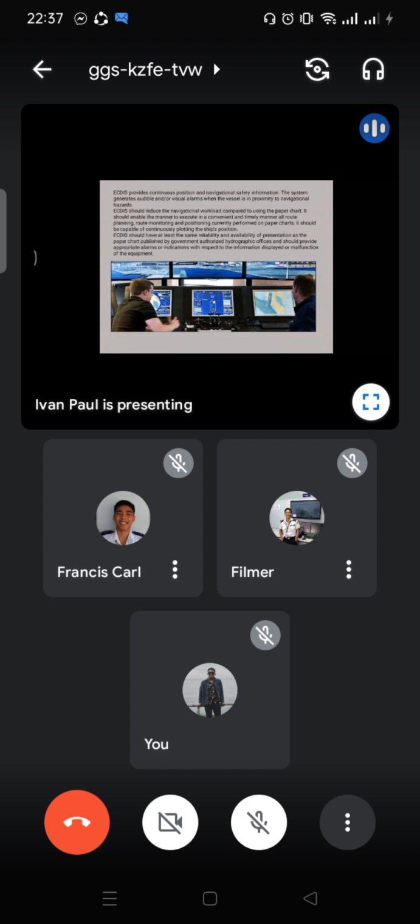Ecdis provides continuous position and navigational safety information. The system generates audible and or visual alarms when the vessel is in proximity to navigational hazard. Ecdis should reduce the navigational workload compared to using the paper chart. So paperless na po siya. No need to plot, kay direct siya mo plot mismo sa Ecdis.